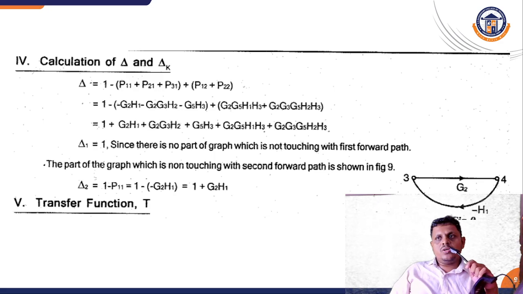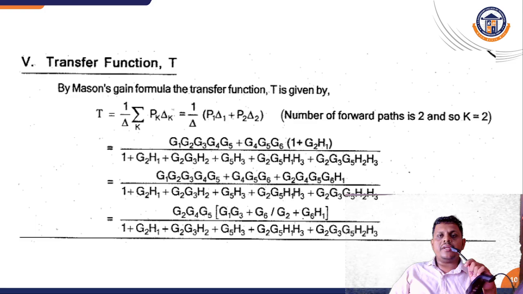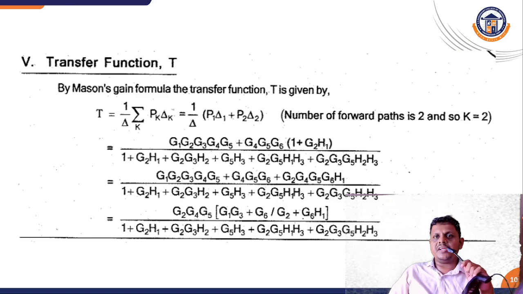Finally, we determine the transfer function using Mason's gain formula. The transfer function T is given by 1 by delta, summation of Pk into delta k, equal to 1 by delta, P1 delta 1 plus P2 delta 2. The number of forward paths is 2, so the k value is 2.